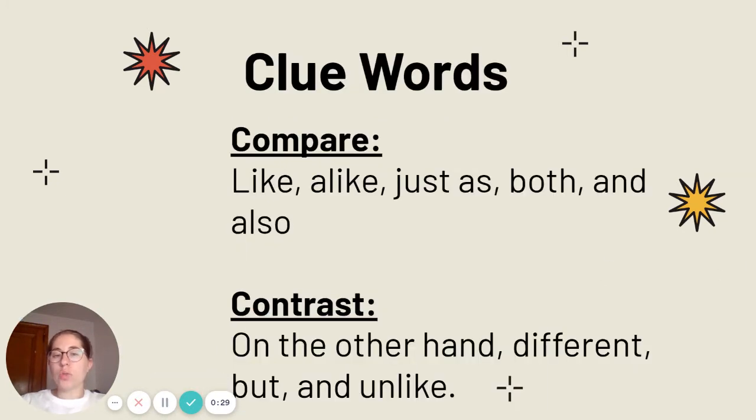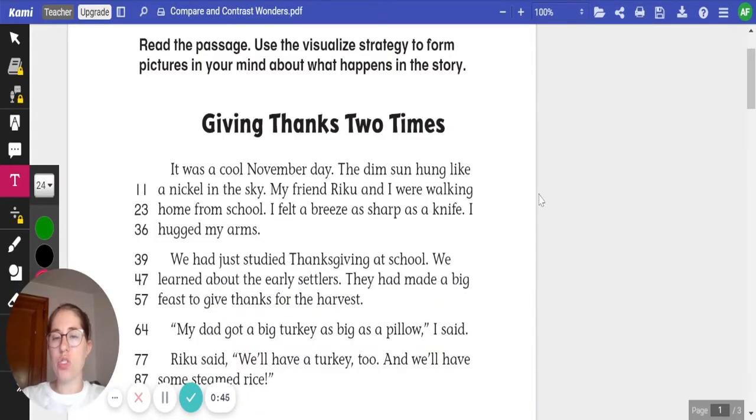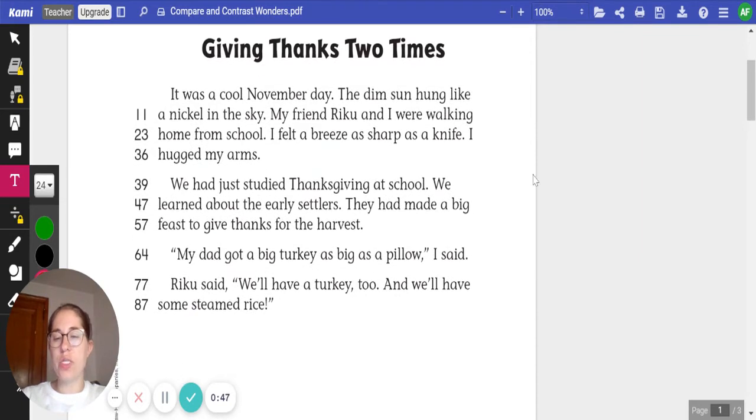When we're reading, some clue words that we know when the author is comparing are like, alike, just as, both, and also. Clue words for when the author is contrasting are on the other hand, different, but, and unlike. Okay, we're going to read our story today called Giving Thanks 2 Times, and then we're going to compare and contrast some parts of the plot.